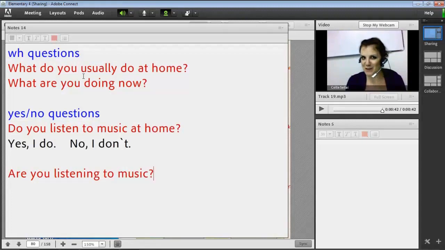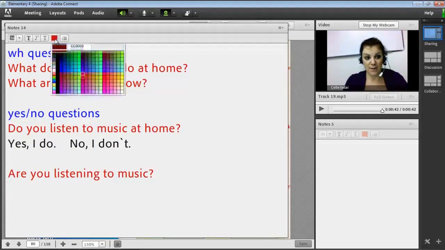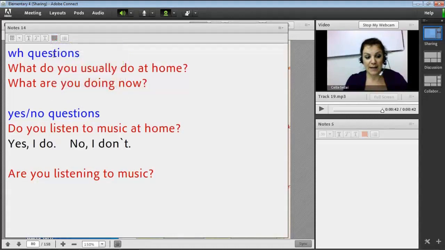So there are not so many options here, but we have two types of answers. If the answer is positive, we say yes, I am. If the answer is negative, then we say no, I'm not. Are you listening to music? Yes, I am, or no, I'm not.